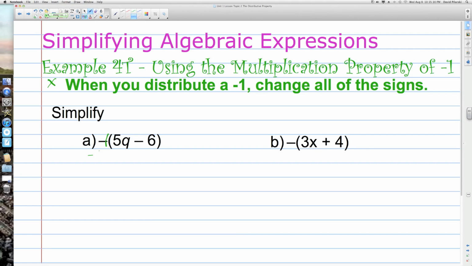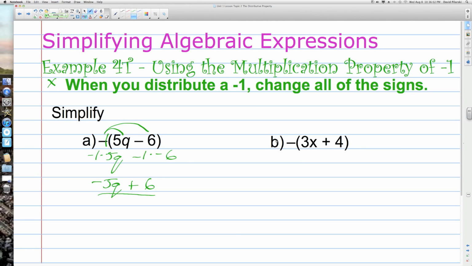So when we write this out, negative 1 times 5q, we distribute that negative 1, and then negative 1 times negative 6. Now, negative 1 times 5q gives us negative 5q, because negative 1 times 5 is negative 5. The negative 1 times negative 6 is a positive 6, and that's going to make that sign an addition sign, because the sign of these two factors is positive. It gives us a plus sign in between our two terms.